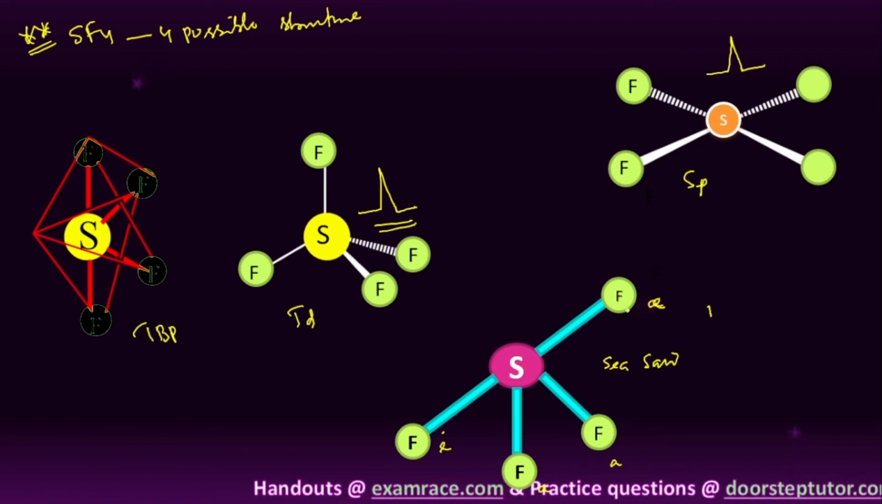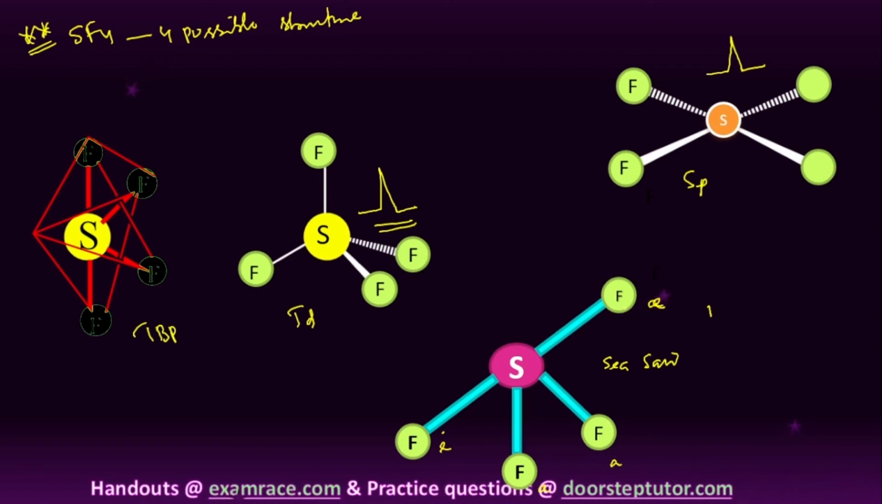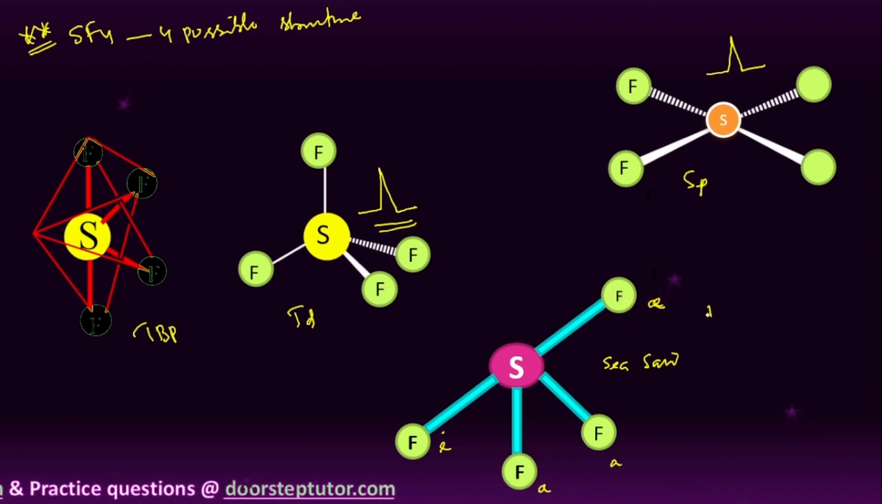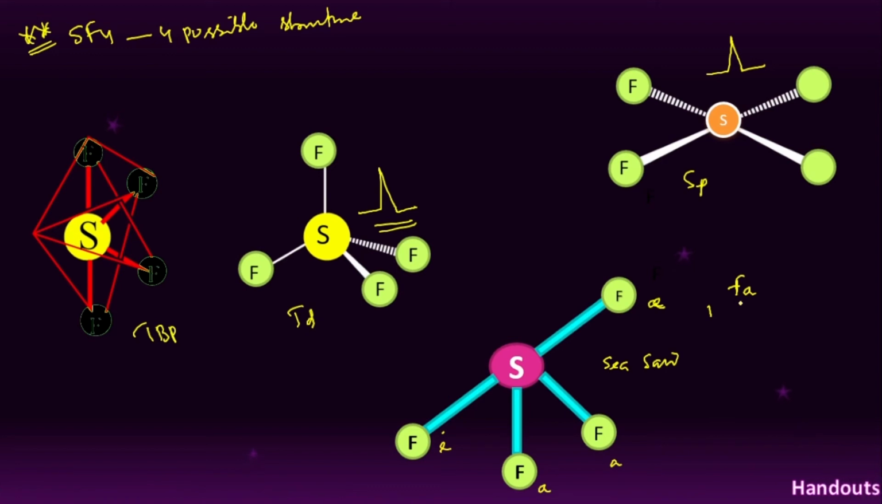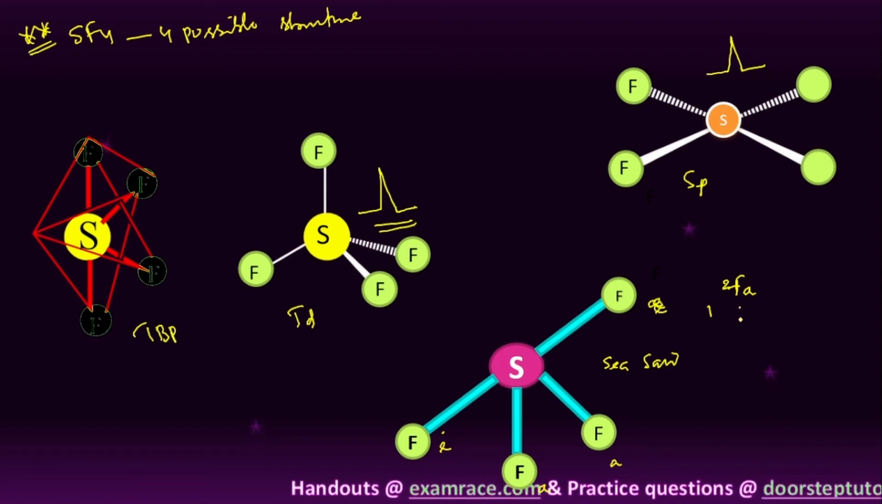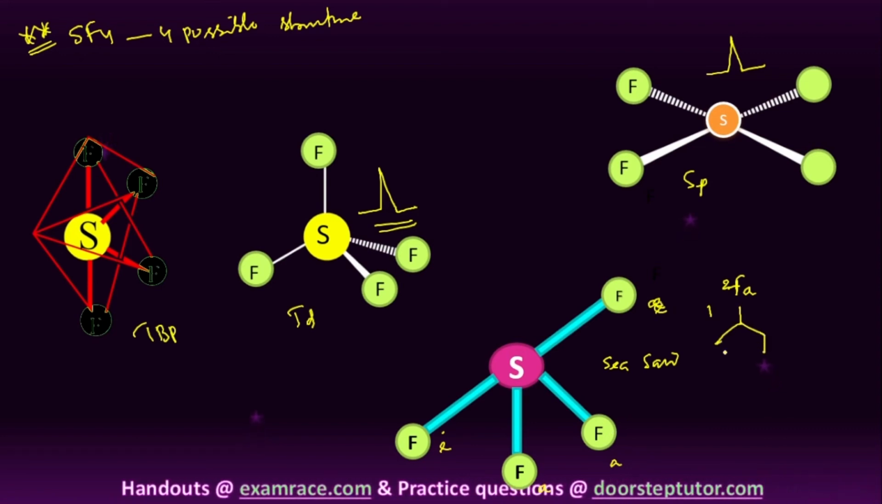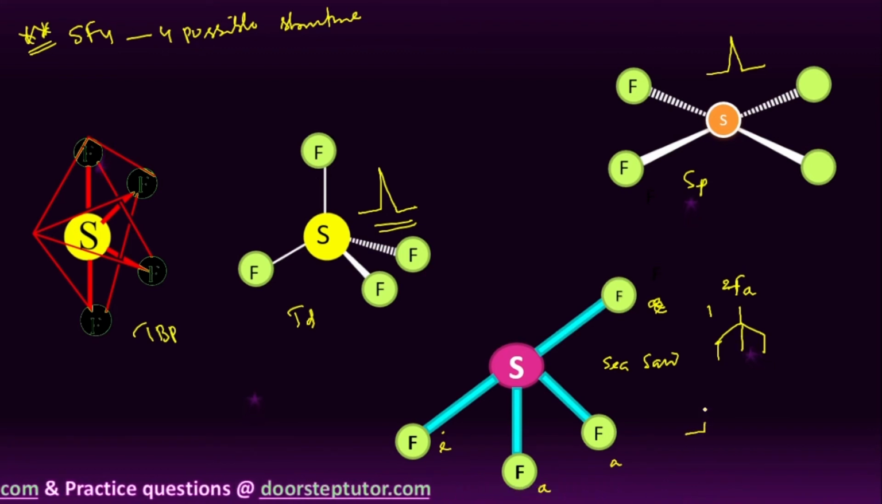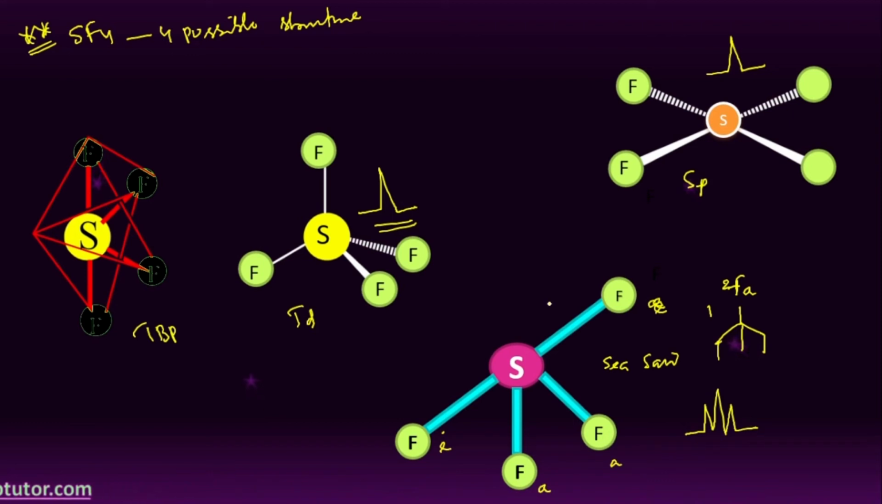So therefore, the axial fluorine atoms are coupled only with the equatorial ones, and the equatorial are coupled only with the axial. Here I am writing about the axial fluorine atoms. These two axial fluorine atoms are coupled with the two equatorial fluorine atoms. According to the n+1 formula, it gives a triplet in the NMR spectroscopy with a 1:2:1 intensity ratio.